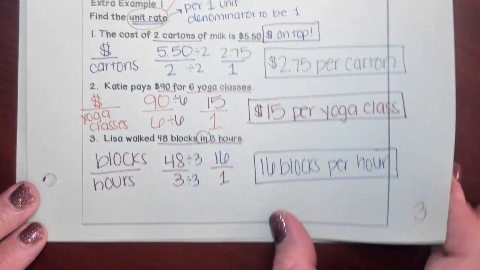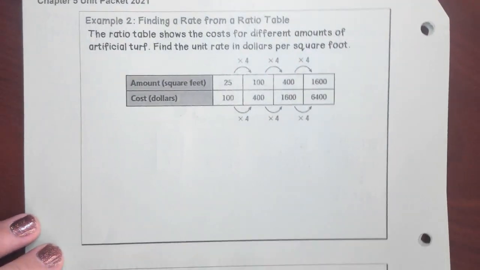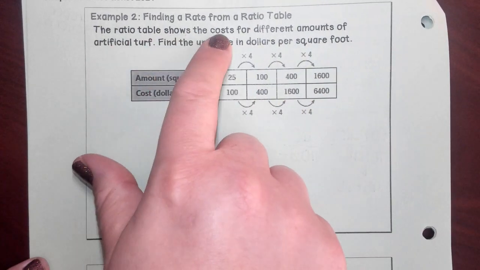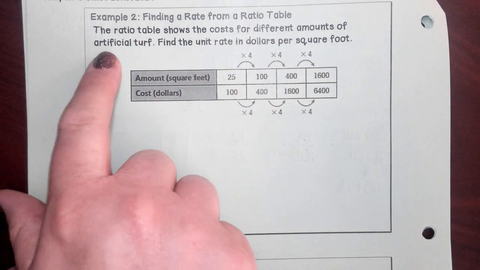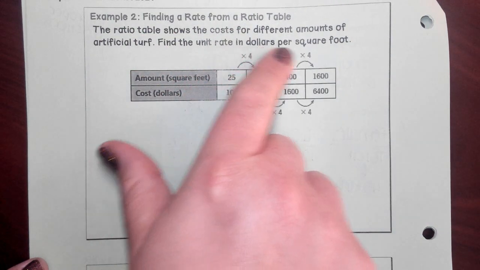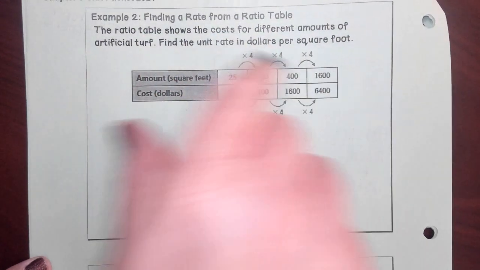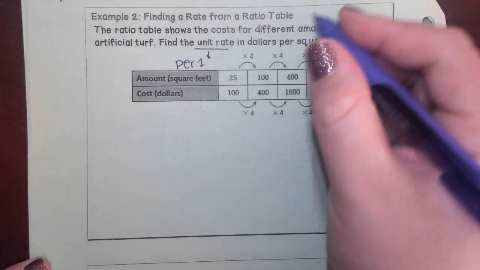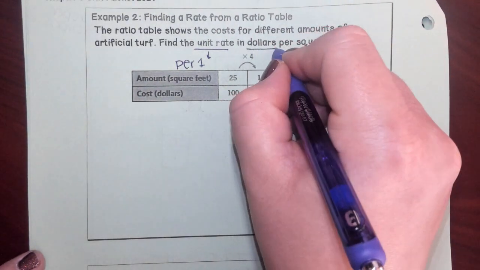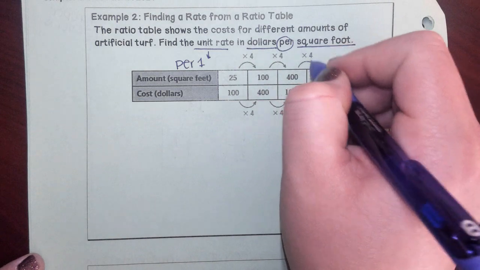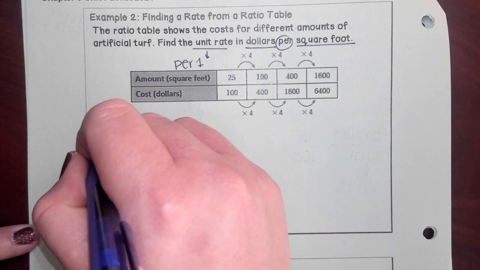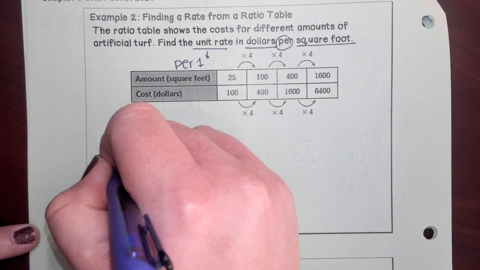We have one last example to look at. For example 2, let's look at finding a rate from a ratio table now. So this ratio table is given to us, and it says the ratio table shows the cost for different amounts of artificial turf. Find the unit rate in dollars per square foot. So this is telling us we want to find the unit rate. So that means per 1. And the rate that we're looking at is dollars per square foot. So right here, they're telling us how we're going to set this up. We are finding dollars per square feet.